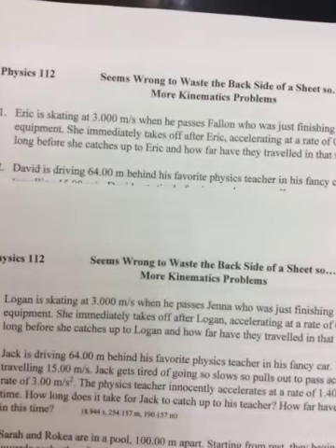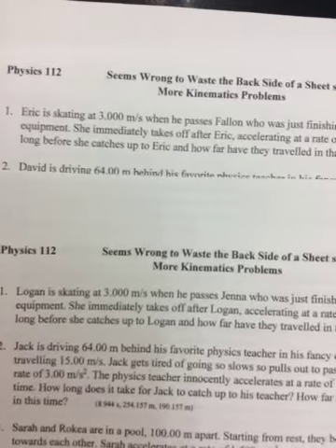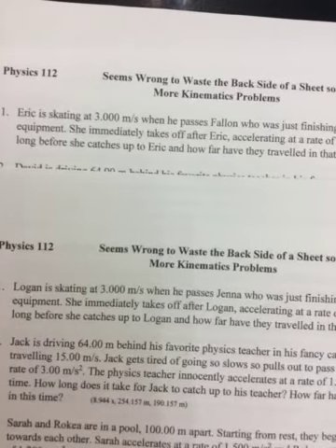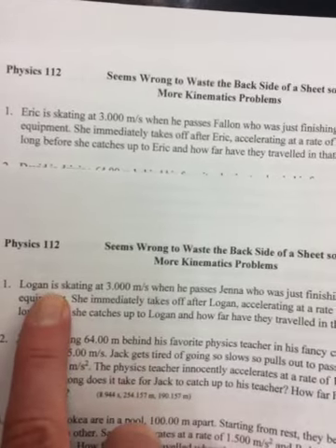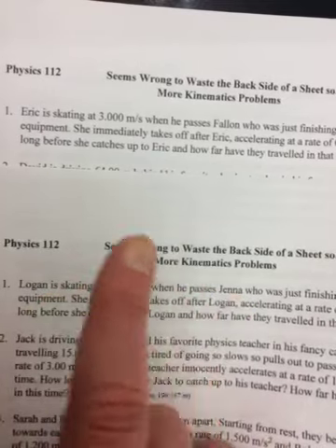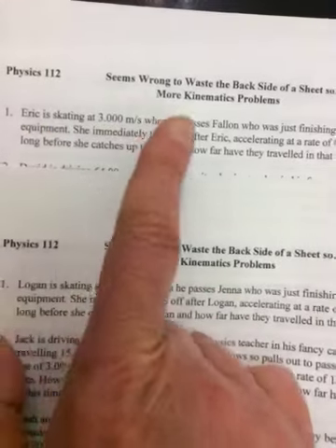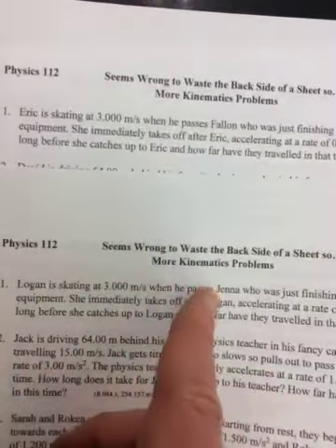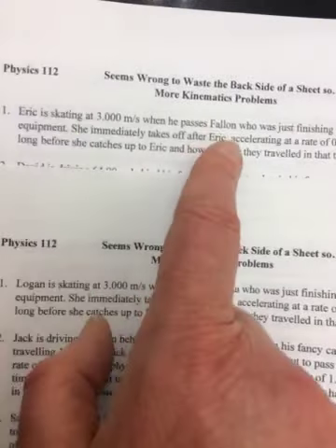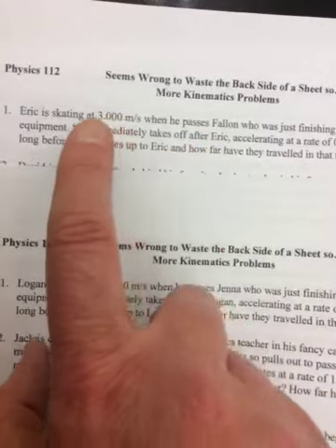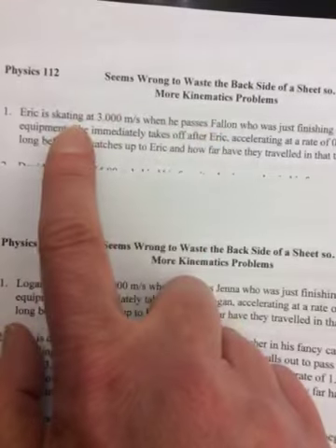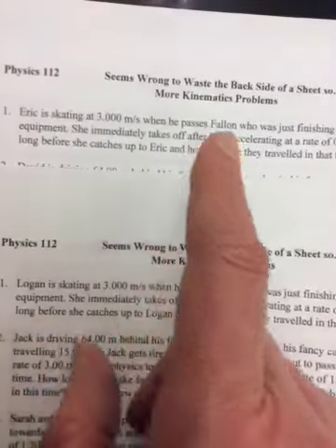Okay, so I asked you to do 1 and 2 off of this sheet. Seems wrong to waste the back side of a sheet. Now I have to confess that one half of the class has different names than the other half. So the first half of the class in question 1 has Logan and Jenna, and the second half is Eric and Fallon. But okay, I'm going to call them student 1 and student 2. Student 1 is the male, student 2 is the female.